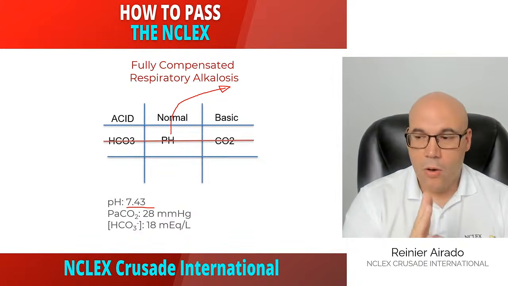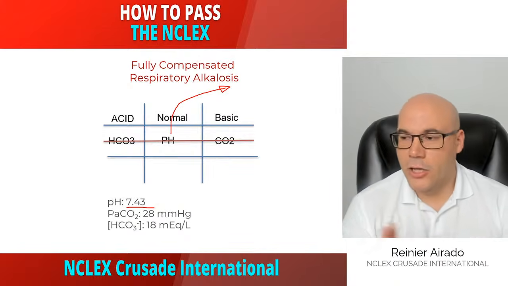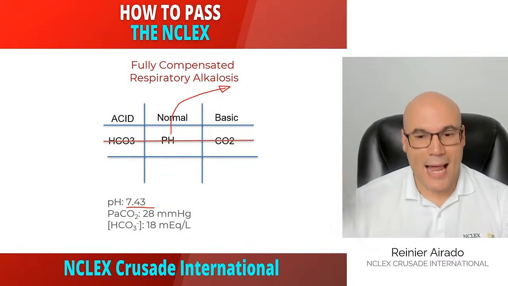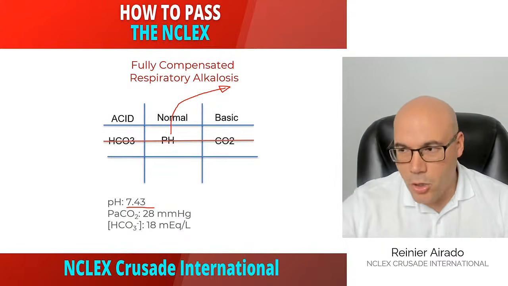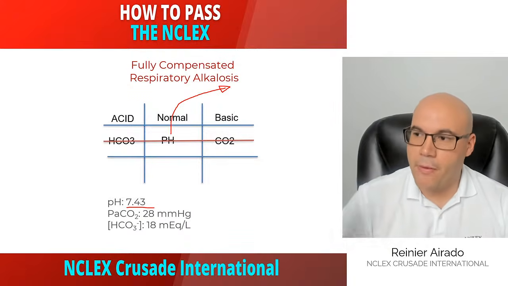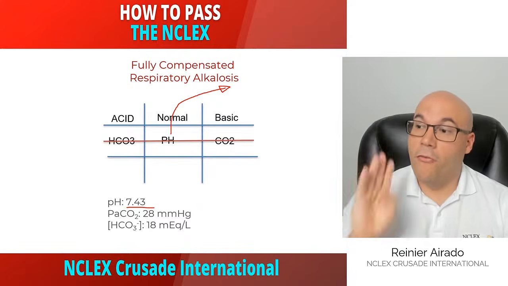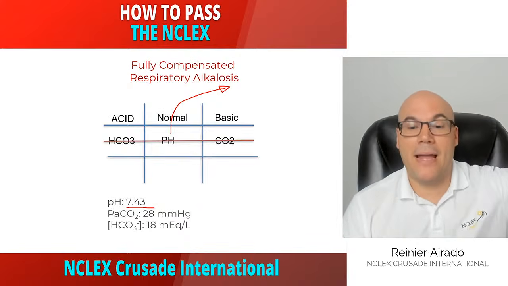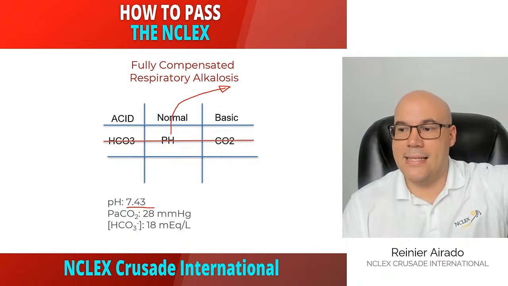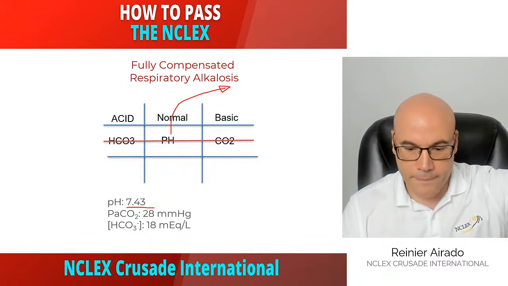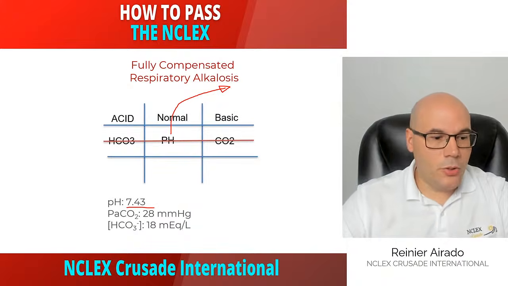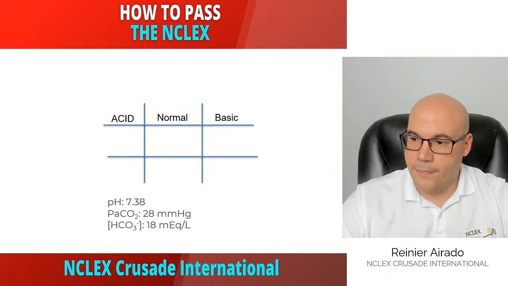pH is normal, but it's more inclined towards alkalosis. And CO2 is in alkalosis or basic. CO2 represents respiratory. So we have respiratory alkalosis fully compensated by the bicarbonate, because the one that is compensated is the bicarbonate. Okay? Perfect.